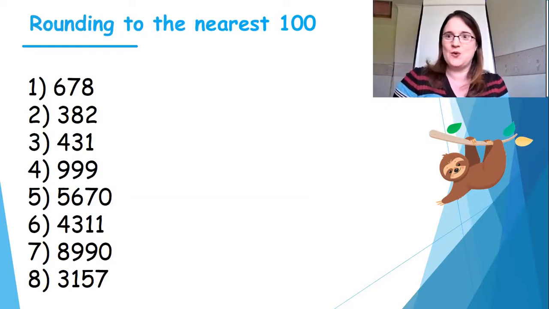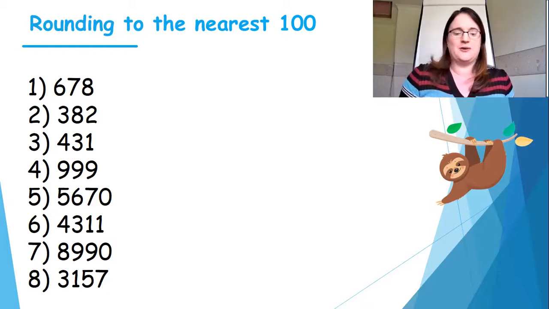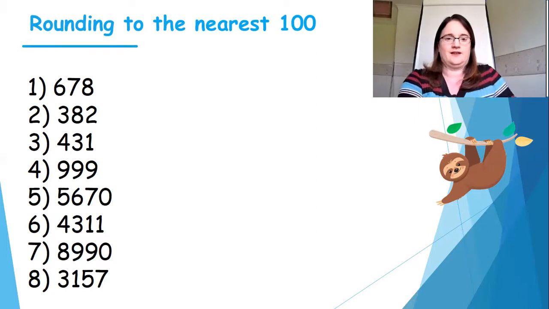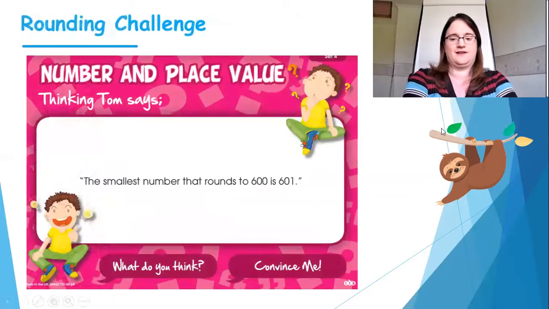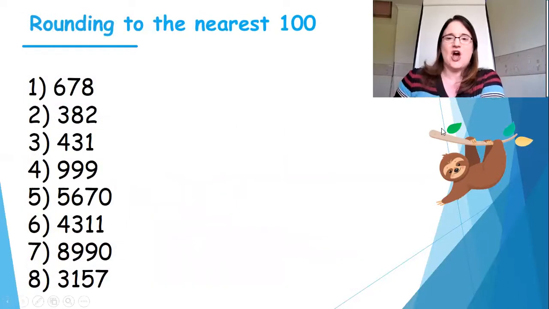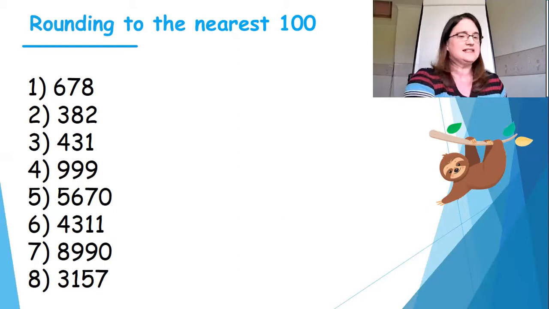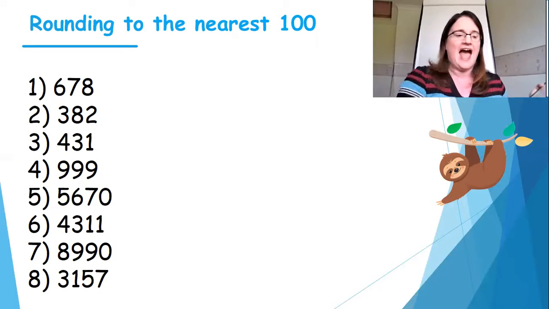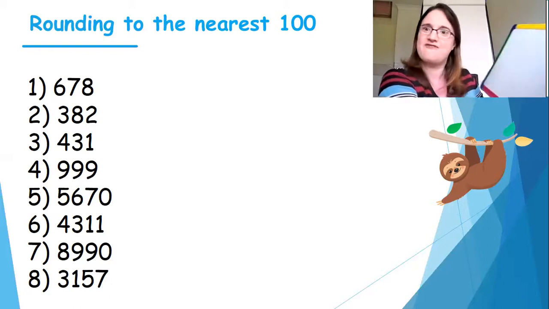Have you managed to do all 8? Have you really thought about what you were doing? I hope so. I hope you've not been tripped up by those tricky ones that I've put in. Let's have a look at the answers, shall we? So 678, what's that going to become? 678, so we've got the 6 in the hundreds column and the tens column is a 7.